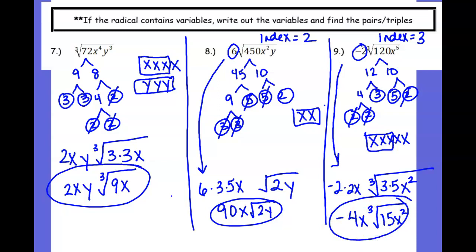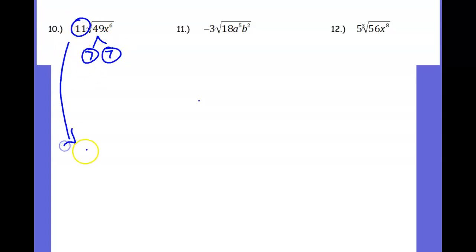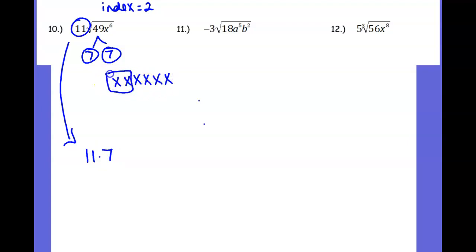Okay, so I highly recommend pausing the video and trying maybe the next 3. If we try 10 and then play it again, we've got 7 times 7. They're both prime. Not going to forget about our 11. Since our index is 2, we're looking for our doubles. We're going to get just 11 times 7. The variable is x to the 6th, so an easier way to do this than drawing out 6 x's is you just think, well, what's 6 divided by 2? It's 3, so it's just going to be to the 3rd.